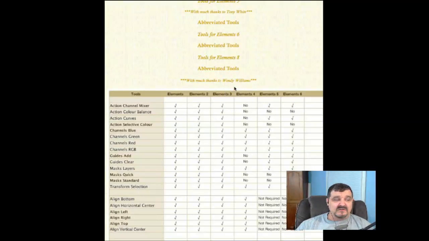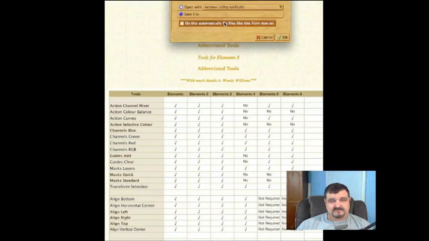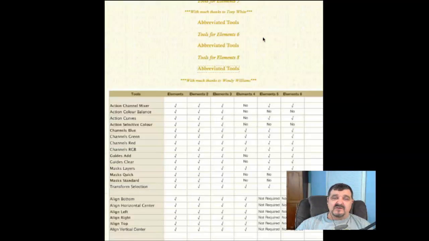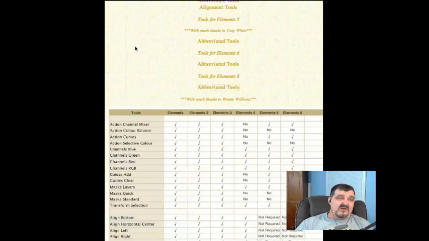So right here, under the abbreviated tools, you can click on here and then actually download this. Now this same exact download will work on the Mac. It'll work on Windows 7, Windows XP. You'll be absolutely fine. Probably even that Windows system that nobody really talks about. Yeah, Vista. It'll work on Vista too, just fine. Just download it.